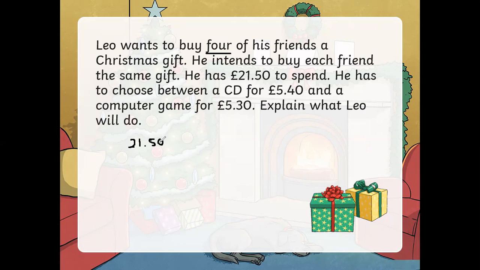£21.50 divided by £5.40, and that gives us, we calculate that, so 21.5 divided by 5.4 gives us 3.98. So what that means is he can't buy 4 CDs. He can buy 3.98 CDs, and obviously you can't go to a shop and buy 0.98 of a CD. You either buy 3 or you buy 4. So essentially what this means is he cannot afford 4 CDs.